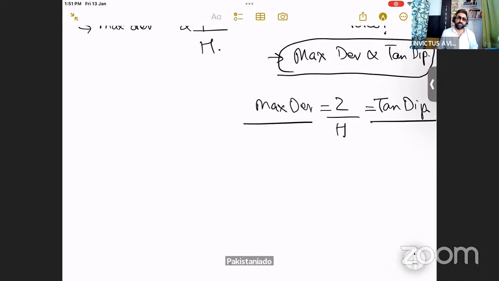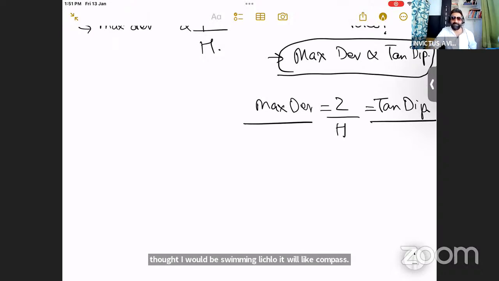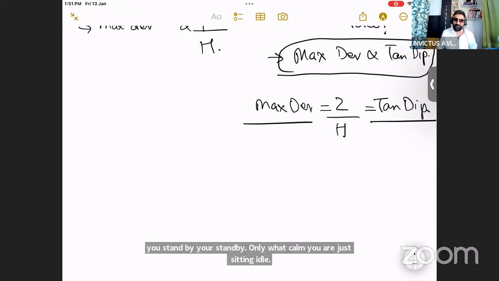There are certain occasions when you should do compass swinging. I was saying swimming, sorry. I don't know if the compass likes swimming like I do. Compass will be like, I work all day, take me swimming too. Will be like, compass, you stand by. You are just sitting idle. No, no aviation jokes. Not getting it. Too technical.